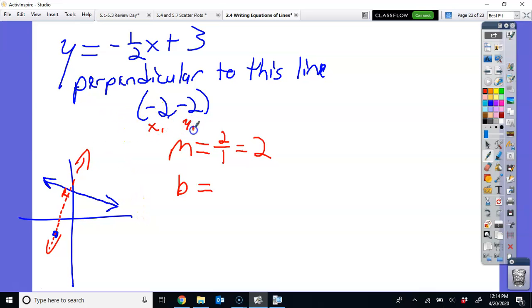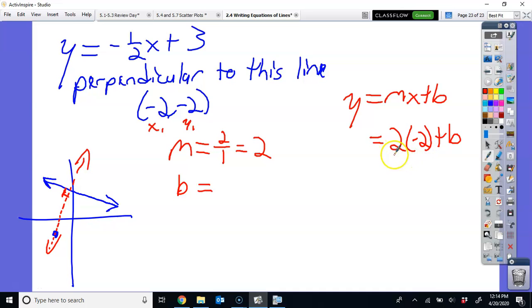So this right here is my X1 and Y1 like I used before. So I use my y equals mx plus b, and I find my B. So my M, because it's perpendicular, has to be opposite and reciprocal. My X value from the point is -2. My Y value from the point is -2. And then I'm going to find B. 2 times -2 is -4. And then I take this right here and I do +4 plus 4. That's going to give me 2 is B.